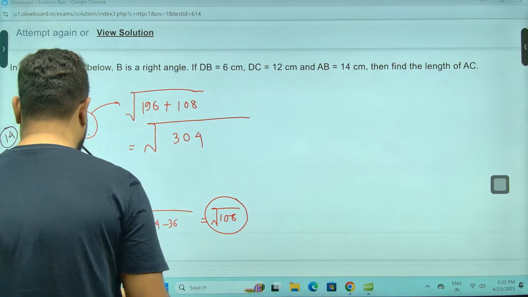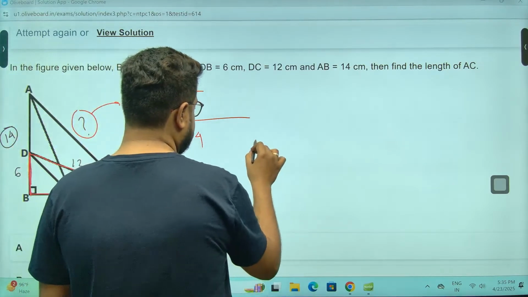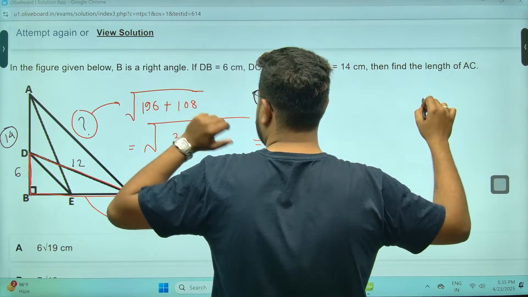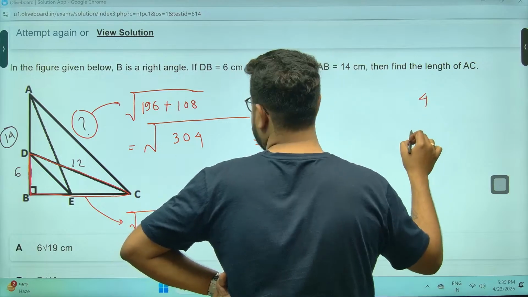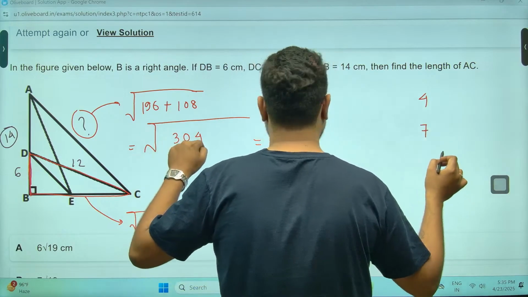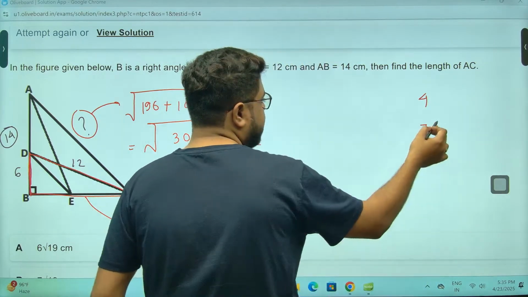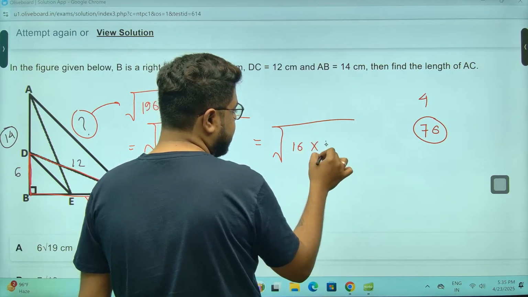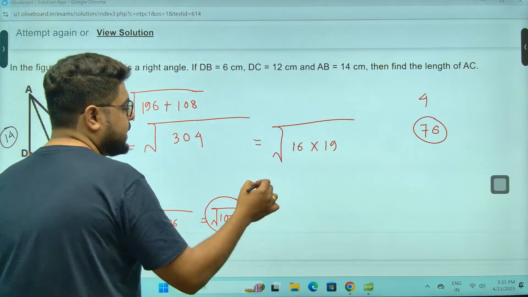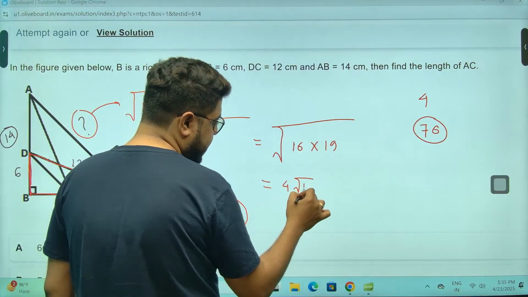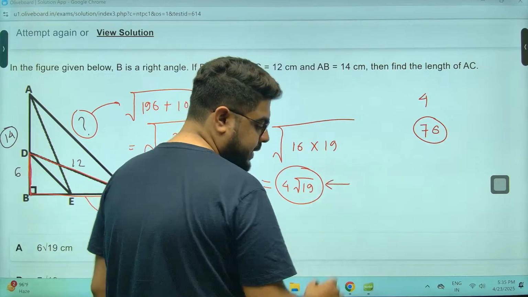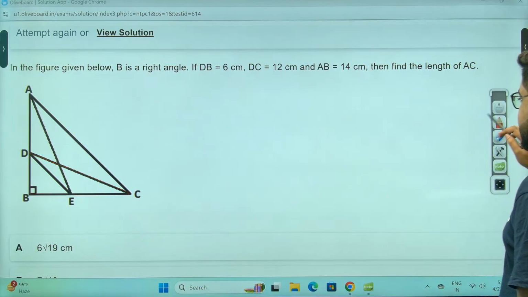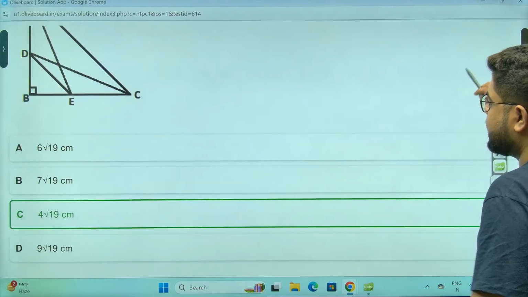Oh my, the options have 19. Okay, let's see. If I take 4 common, 4 should go. 4 will remain, 4 7s are 28, 476. Yes, again a 4 will go. So it will be root over of 16 times 19, 304. For 16, I can get 4 out, root 19. That will be the answer. 4 root 19, sir. Let's see. Option C, sir.